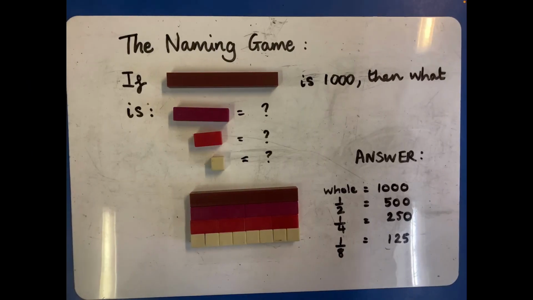If our whole is 1,000, then half of 1,000 is 500, 500 thousandths. A quarter is 250, 250 thousandths. And an eighth is worth 125, 125 thousandths. That was hard, Year 4.